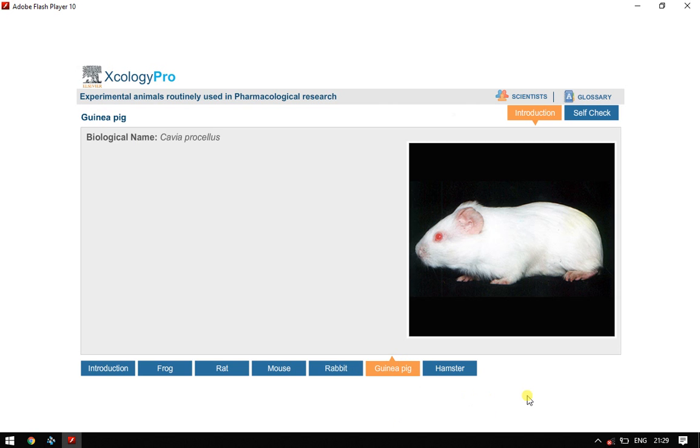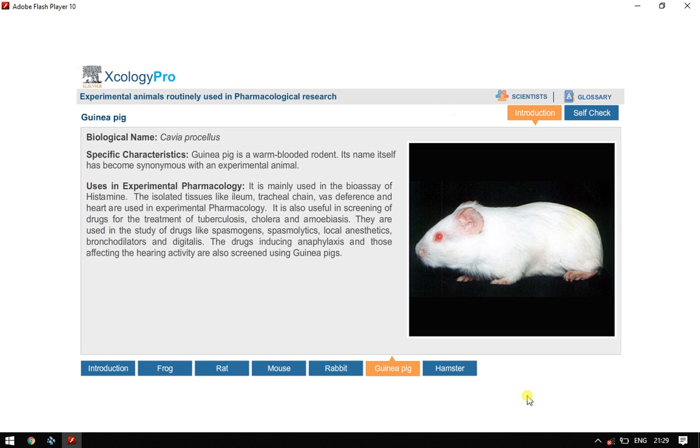Guinea pig. Biological name: Cavia porcellus. Specific characteristics: guinea pig is a warm-blooded rodent. Its name itself has become synonymous with an experimental animal. Uses in experimental pharmacology. It is mainly used in the bioassay of histamine. The isolated tissues like ileum, tracheal chain, vas deferens and heart are used in experimental pharmacology.